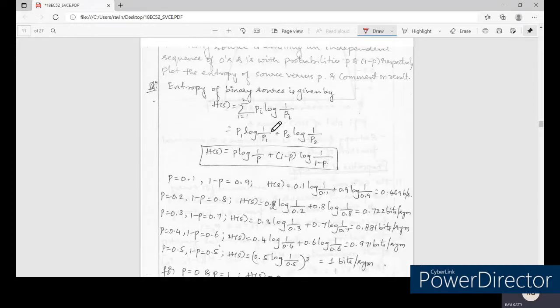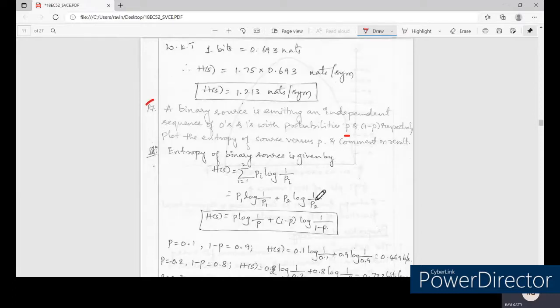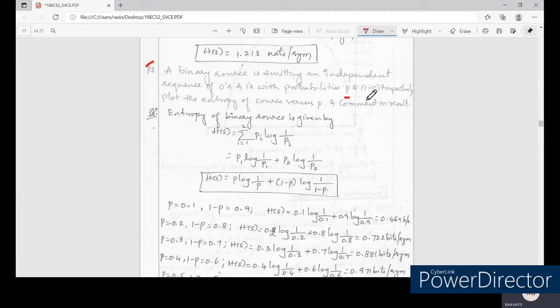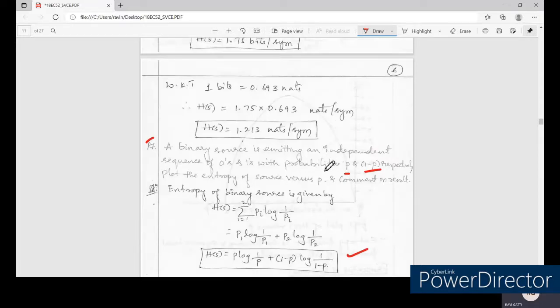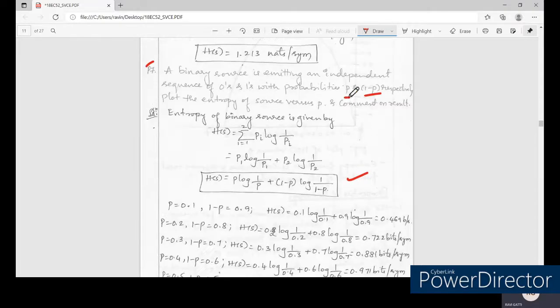But what is the probability of the first symbol? They said it is p. And what is the probability of getting the second symbol? They said it is 1 minus p. So if I substitute that, this is the entropy I will be getting. Since they have not specified any specific values, we substitute some arbitrary values for p and 1 minus p, and try to find out the value of h of s.